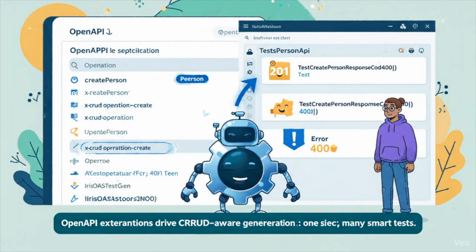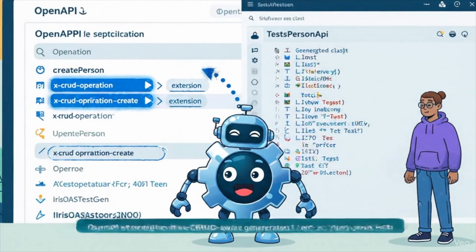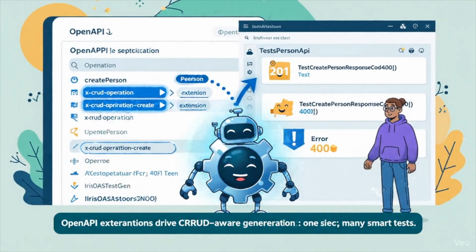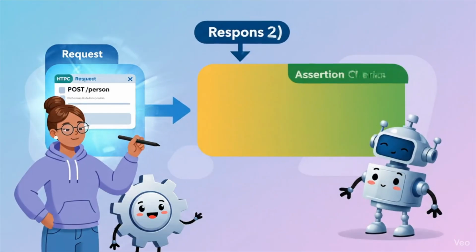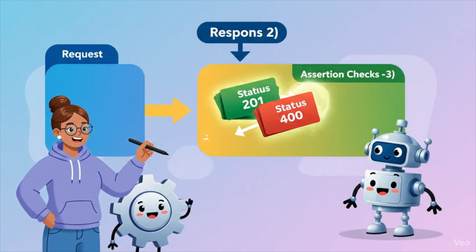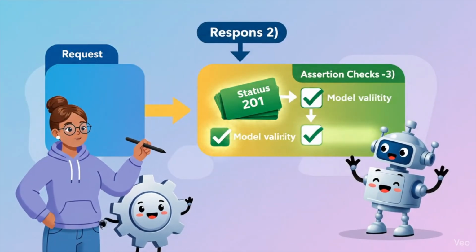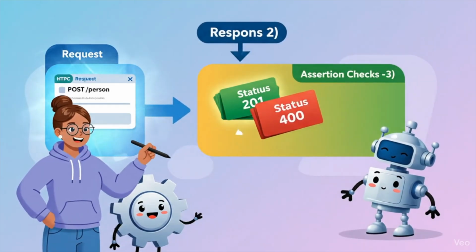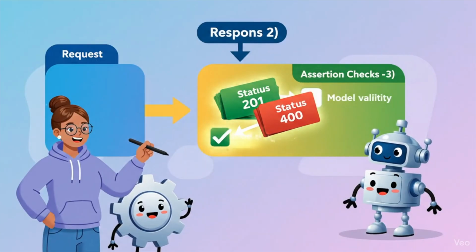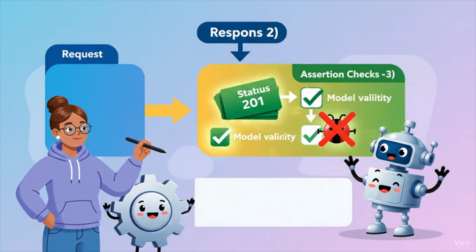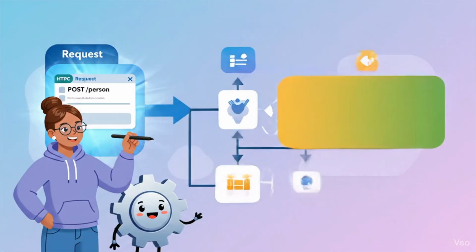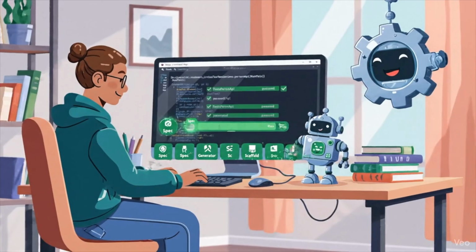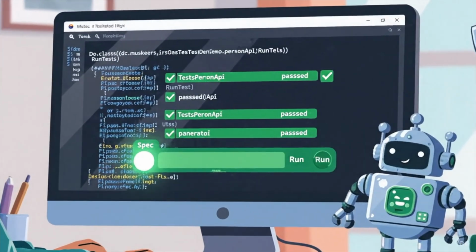IrisOASTestGen loops through all responses, auto-building tests for each status code: 201 success, 400 error, and beyond. Your spec becomes the single source of truth for both API and tests. From there, adding real test logic is straightforward. You fill in the scenario, build a person object, call createPerson, parse the response, and assert status codes, schema validity, IDs, headers, and error payloads.